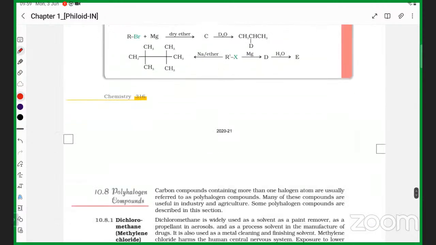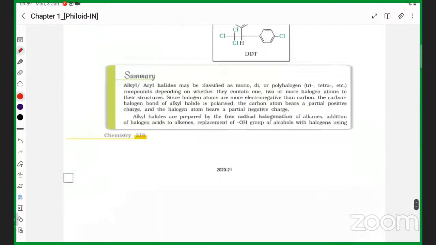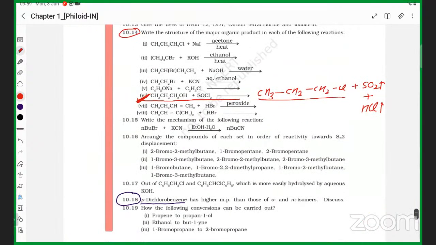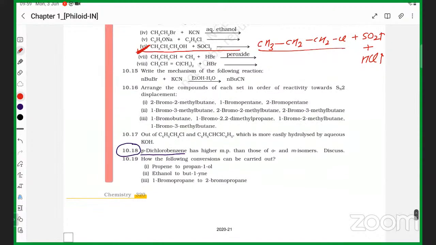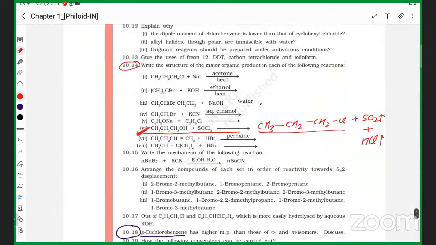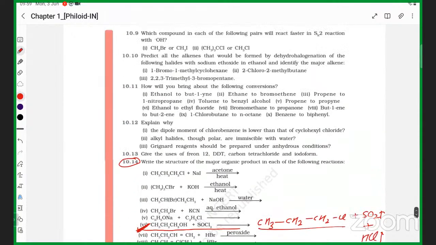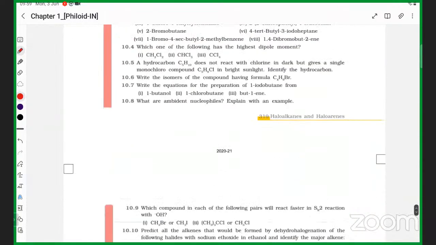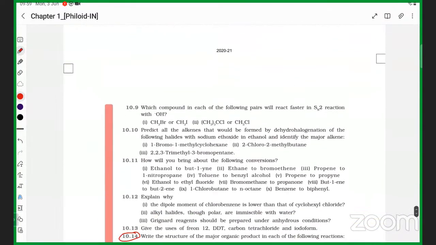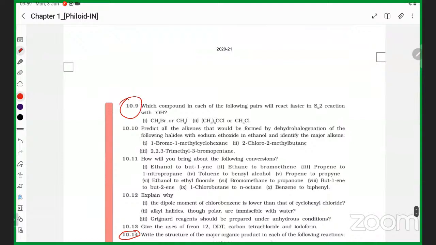I am showing you some problems here. Complete the following cases. What are the problems here, you see? Just give me a minute. There are some problems like this compound, 10.9. So this one you can try. We'll see you in the evening, night time.